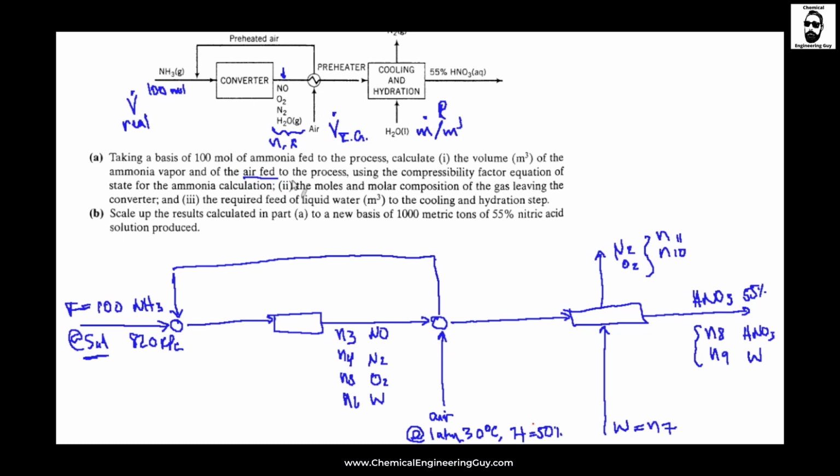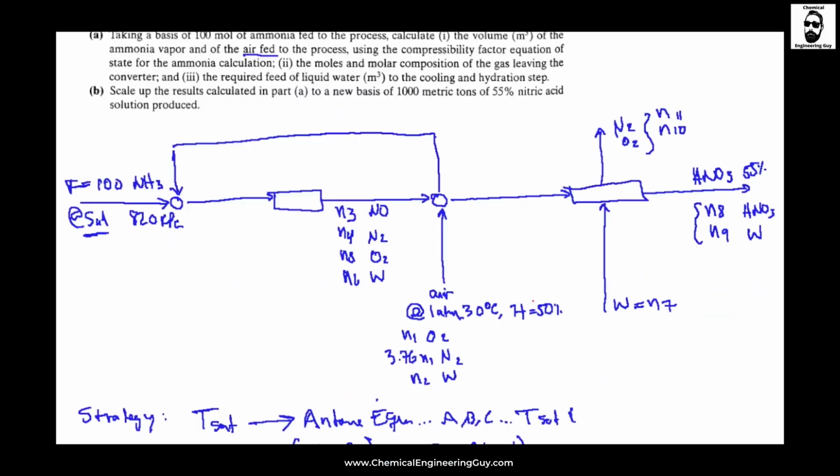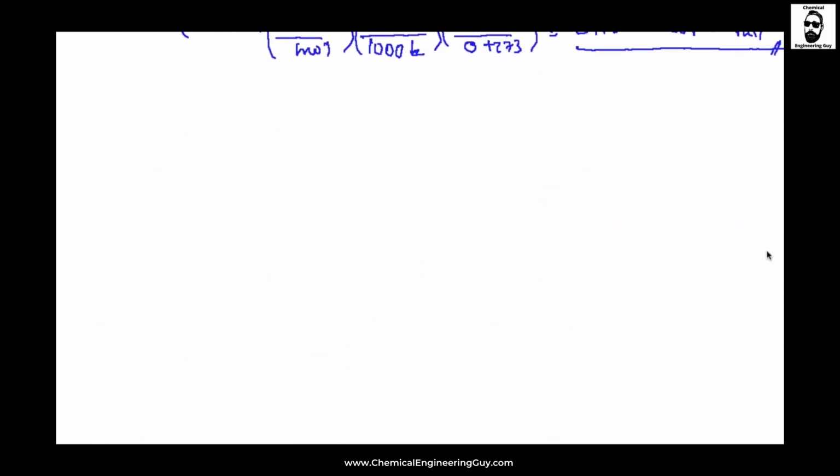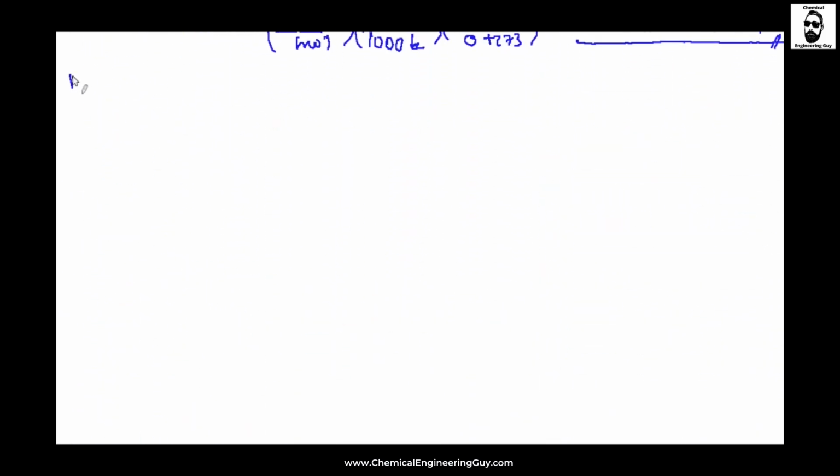Okay. Number 2, the moles and molar composition of the gas leaving the converter. I was reading and I saw that probably we're going either this or this. So I think this is the correct one because you don't know the recycle. So yeah, we're going to calculate these ones. Go a little bit further here. Letter A, number 2, will be moles after converter.